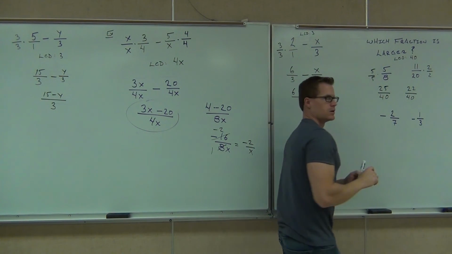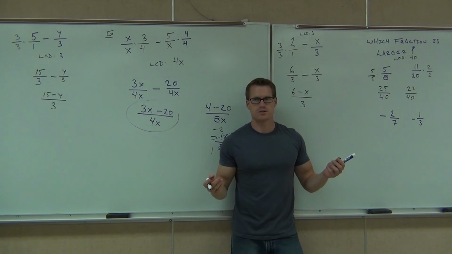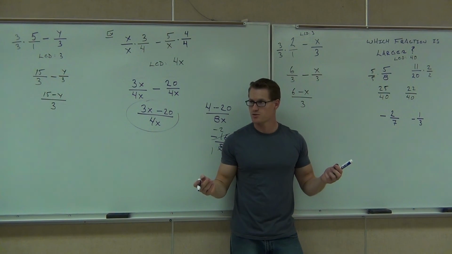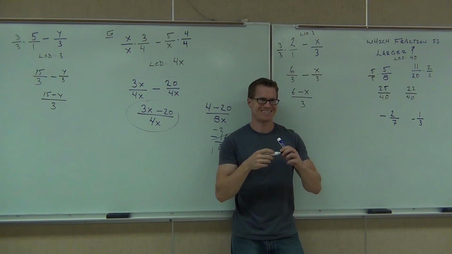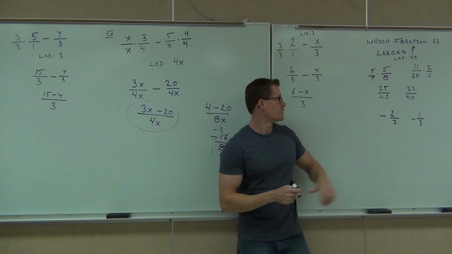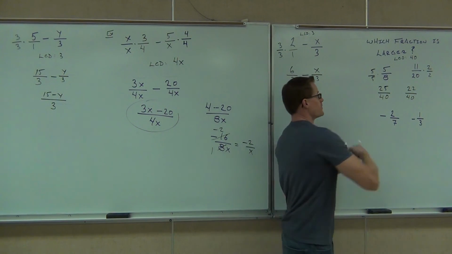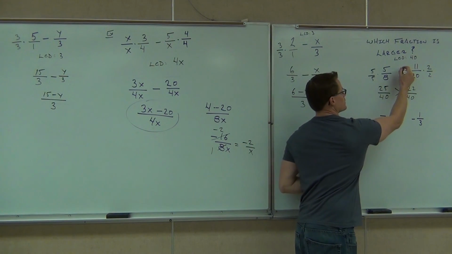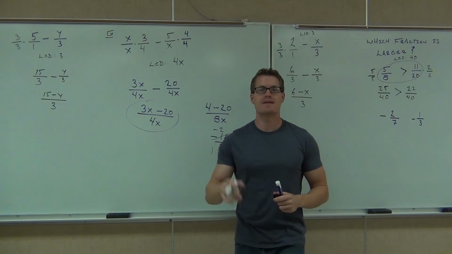So 5/8 is bigger, no? I don't know. You tell me. What's bigger, 25 40ths or 22 40ths? If you have the same denominator, what number is bigger, 25 or 22? 25. Definitely 25. That means that this is bigger. 5/8 is bigger than 11/20. And that's how you tell.